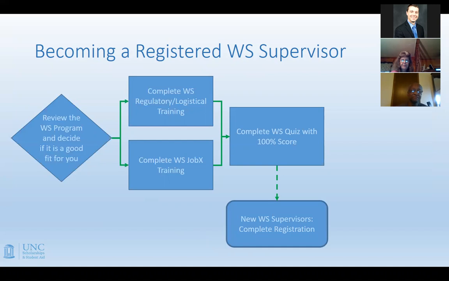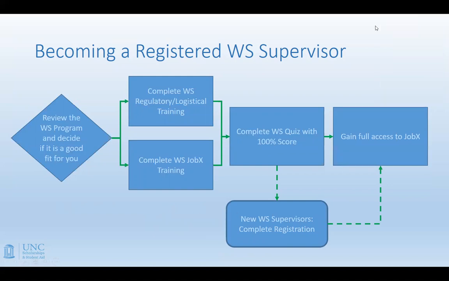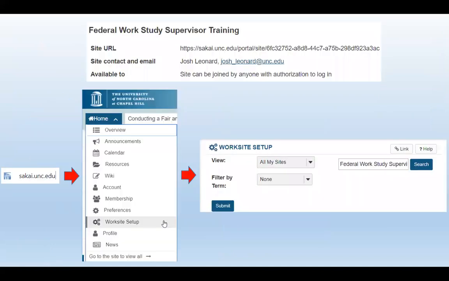If you are a new supervisor, there is a one-time registration that you will need to fill out. This is because JobX is a third-party software and does not connect to anything at UNC. We have to collect your information in order to set up a profile for you. And once you've completed all those steps, you will gain full access to the JobX system and be ready to post jobs for the upcoming academic year.